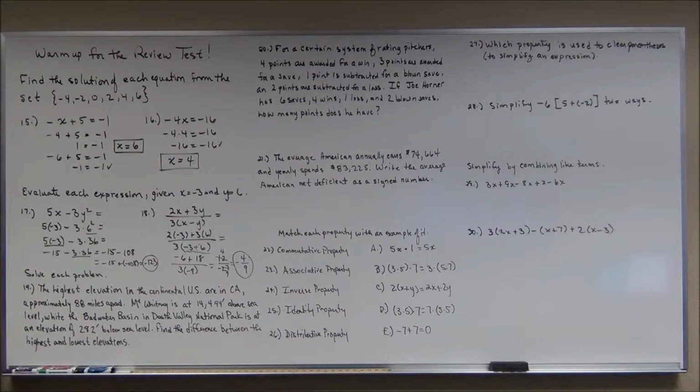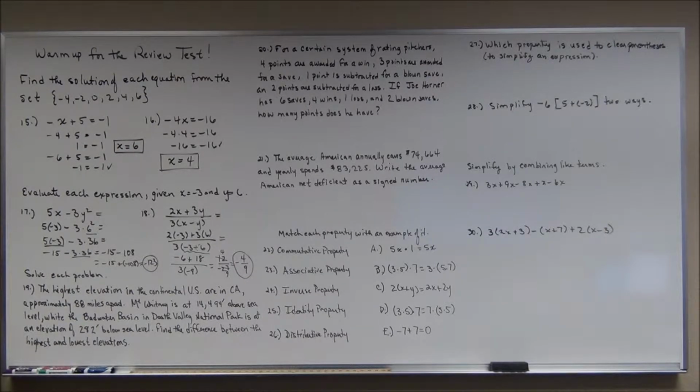Now these next couple of problems are story problems, and from the story problems you have to kind of read to see what it wants you to do. Look for key words, and I'll point out a couple of them here. It says the highest elevation in the continental U.S., or in California, approximately 88 miles apart.